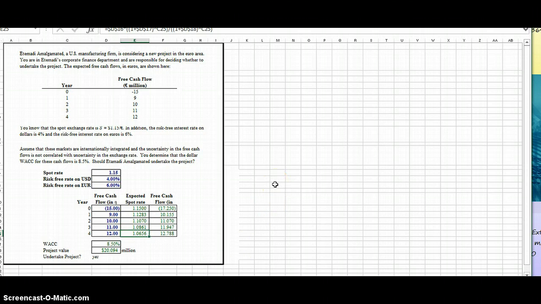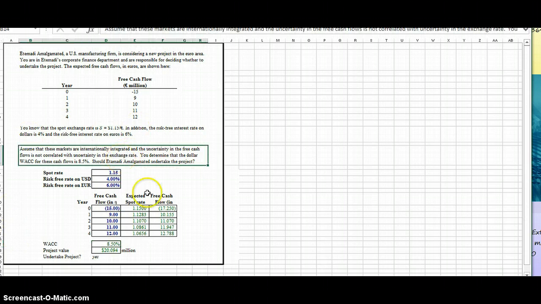So then once you have these expected spot rates, all you have to do to calculate your free cash flows is to take the free cash flow for that period times the spot rate for that period, and you end up with the free cash flow. And you can just calculate those all the way down. You're going to be given the weighted average cost of capital in the problem. That information is going to be given.